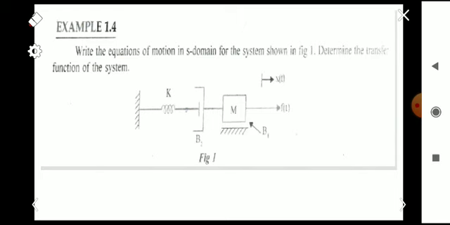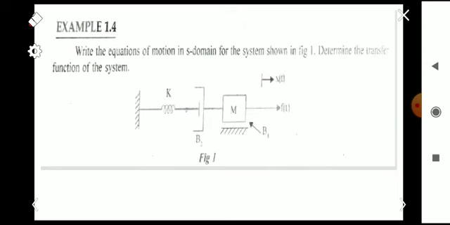Which means only one node will be there, but here there will be another node also. We are considering the joining point of this spring and dashpot as another node. So two nodes will be there: one is the mass m, and another is the node here. For this node we are considering that the mass will be 0, and we are also assuming a displacement of x1 here.